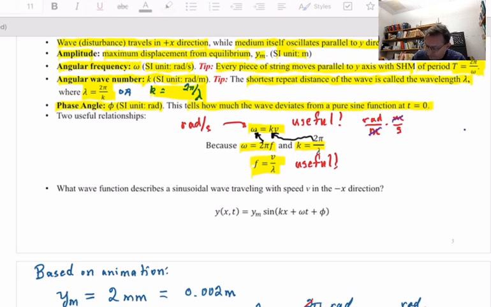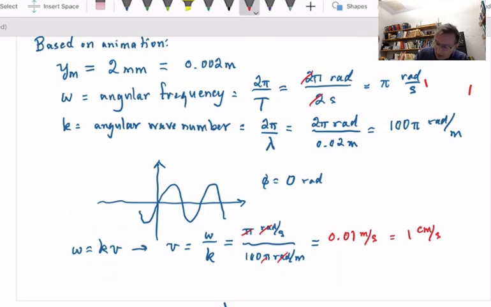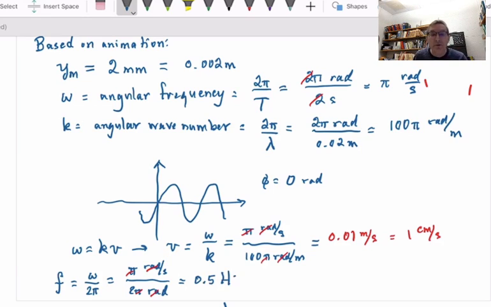Let's check that one with our wave in our animation. First, let's get the frequency, f, for our wave. Let's not confuse f with omega. f is omega divided by 2 pi radians. Our omega is pi radians per second, so we divide that by 2 pi radians. The pi's cancel, the unit of radian cancels, so I just have 1 over second, and I have a 1/2, or 0.5, 1 over second, and 1 over second is given the unit hertz. So the frequency of that wave is 1/2 of a hertz.